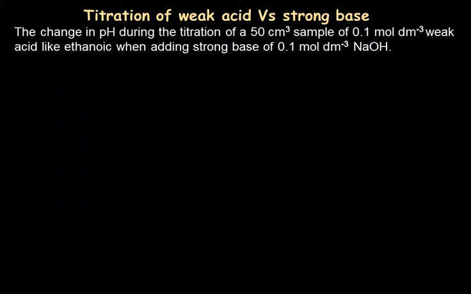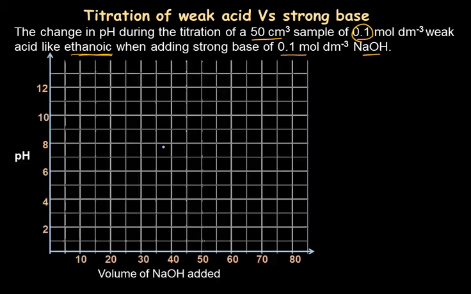Here we have taken a weak acid, ethanoic acid, again of concentration 0.1 mole per dm cube with a 50 centimeter cube volume, and it is titrated against a strong base, 0.1 mole per dm cube NaOH. NaOH, as you know, is a strong base. So let's draw a pH curve for the titration of a weak acid with a strong base.